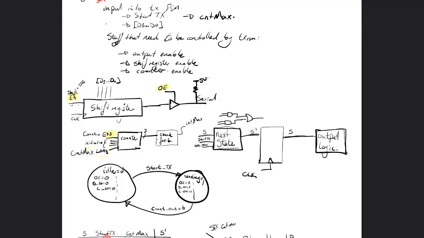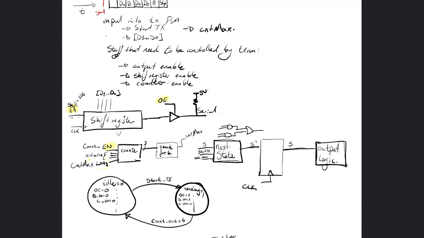If start TX is 0, the next state is 0, regardless of count max. Obviously, you could have split this up into 4 separate lines and indicated the 0 and the 1 and the 0 and 1 here. But what you have to do is do that for all the conditions.